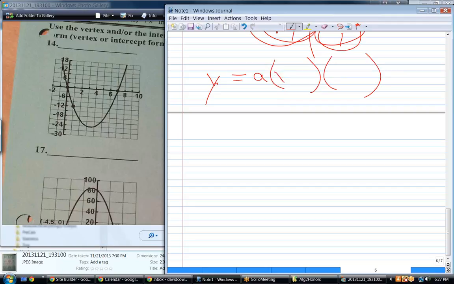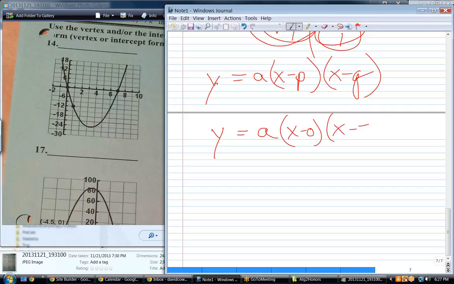Well, the general equation is this. So let's fill in for P and Q. We don't know A yet. P is 0. Q is 7. So now we can use the other point that they have given us right here to solve for A. That other point looks like it is (1, -12). So if (1, -12) is on the curve, then it must satisfy this equation.